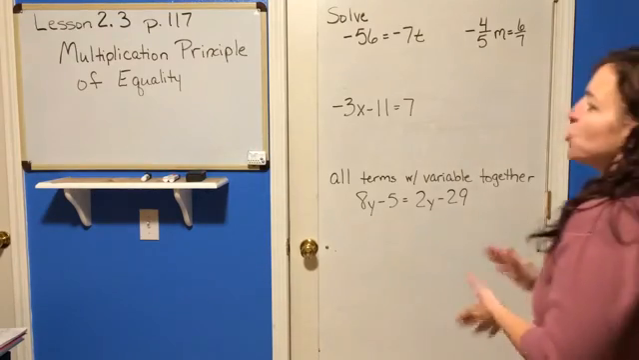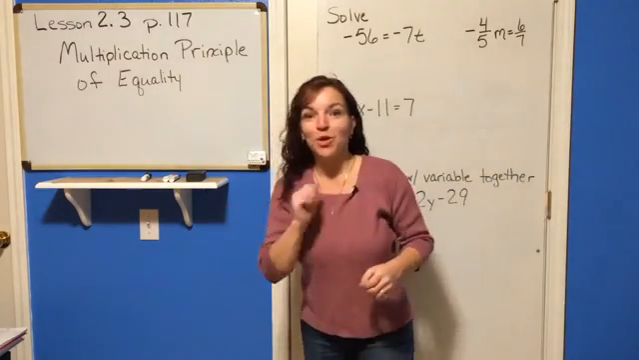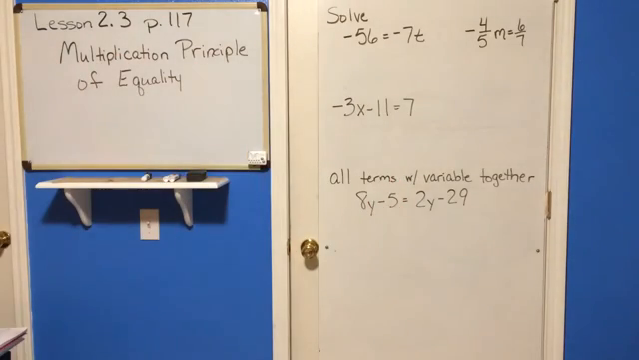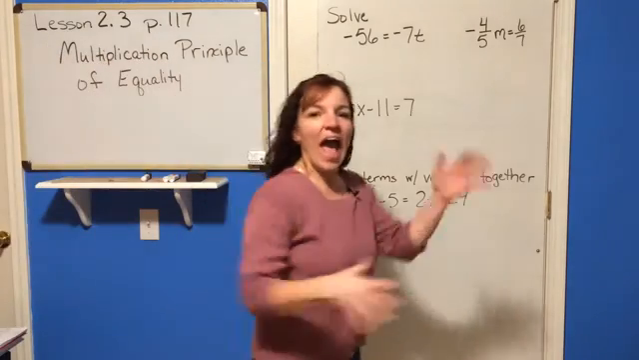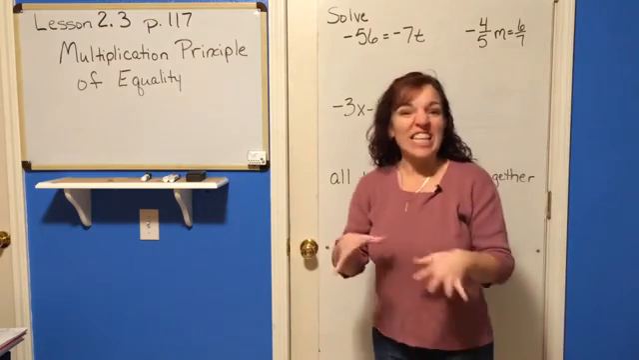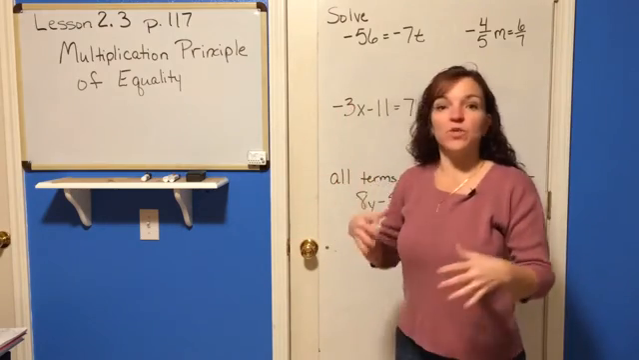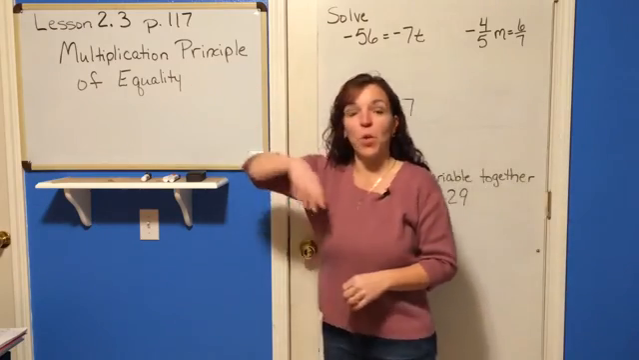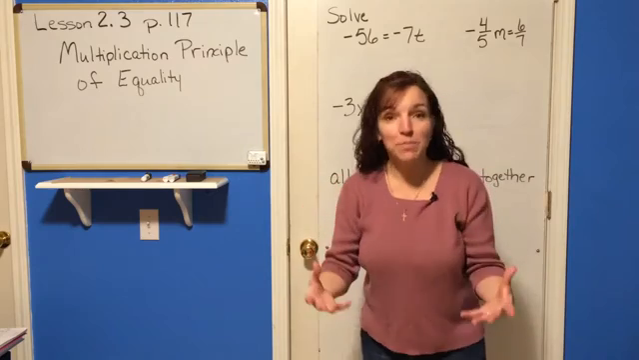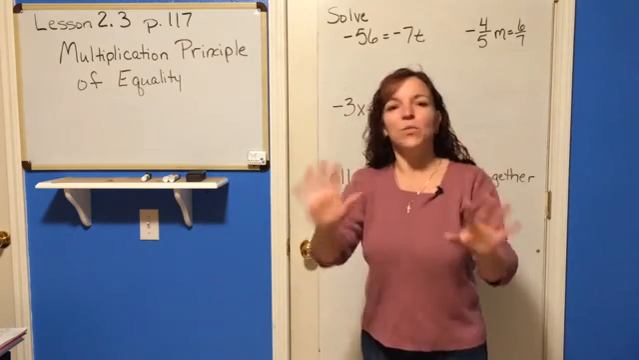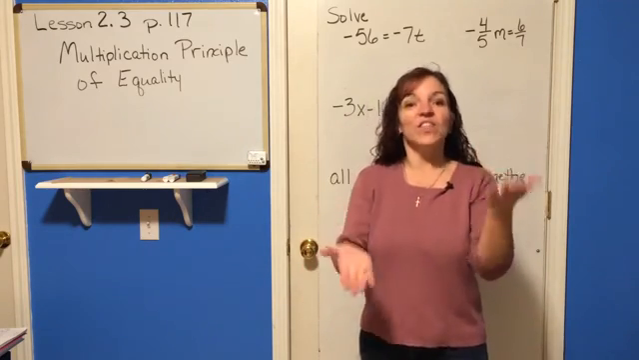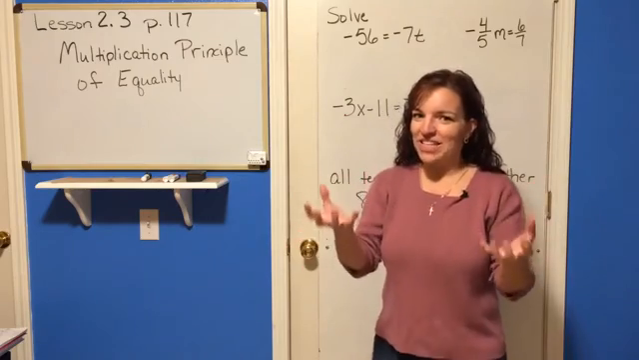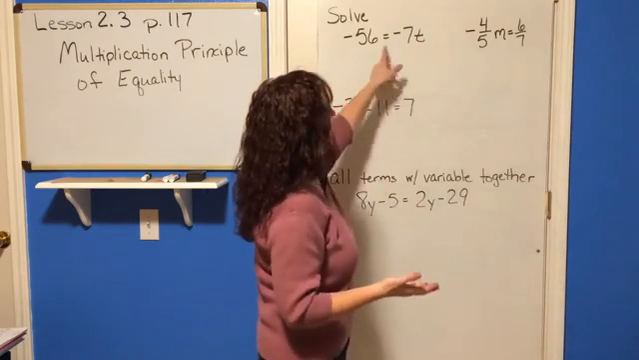Section 3 of Chapter 2 is on the multiplication principle of equality. If you will remember, in the last section we did the addition property of equality, and that meant that we could add or subtract anything with an equation as long as we did the same thing to both sides. So, wonder of wonders, the multiplication principle of equality says that we can multiply an equation by anything that we want to as long as we multiply the same thing on both sides. We've got to keep that balance equal because it is an equation.